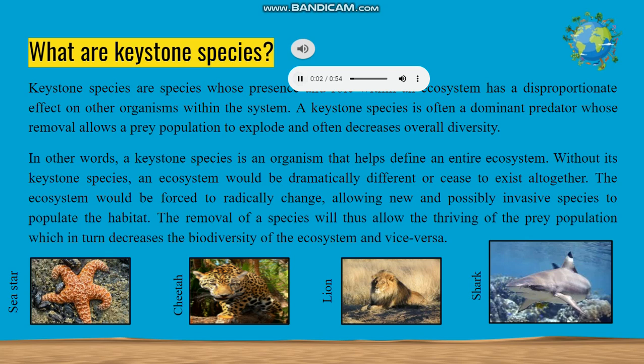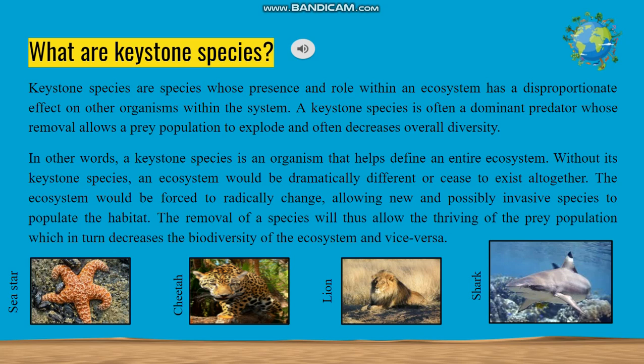What are keystone species? Keystone species are species whose presence and role within an ecosystem has a disproportionate effect on other organisms within the system. A keystone species is often a dominant predator whose removal allows a prey population to explode and often decreases overall diversity. In other words, a keystone species is an organism that helps define an entire ecosystem.